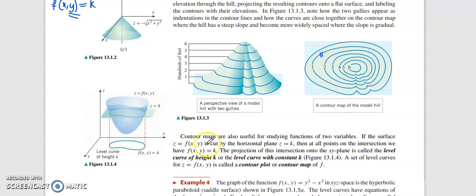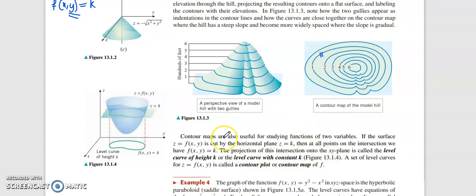If the surface z equal to f of x y is cut by the plane z equal to k, then at all points on the intersection we have f of x y equal to k, and this curve is called the level curve.